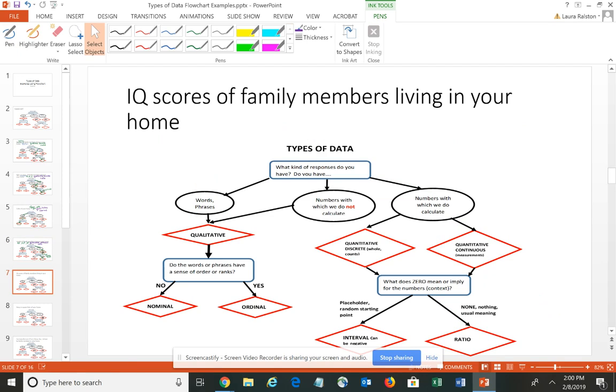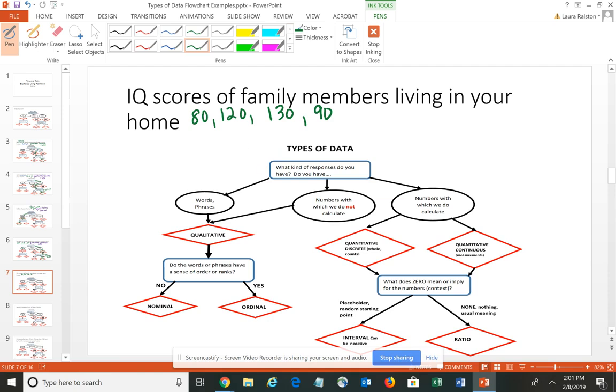Next, IQ scores of your family members living in your home. So again, think about what kind of responses you would get if someone comes up to you and says, "What's your IQ?" or "What's the IQ of your family members?" You're going to get numbers like 80, 120, 130, 90. Typically, they're in terms of powers of 10. I don't think you get decimals.